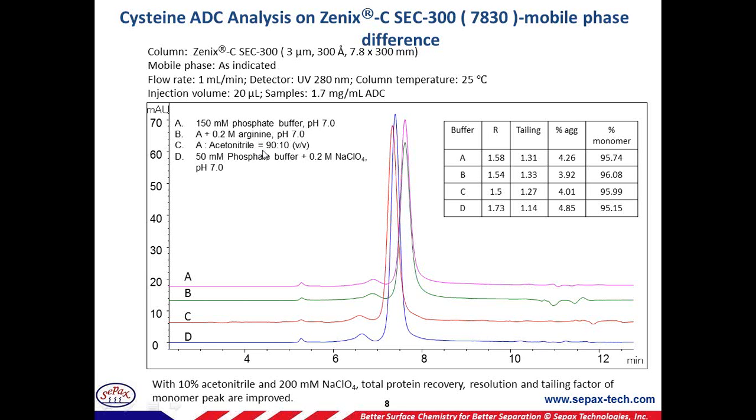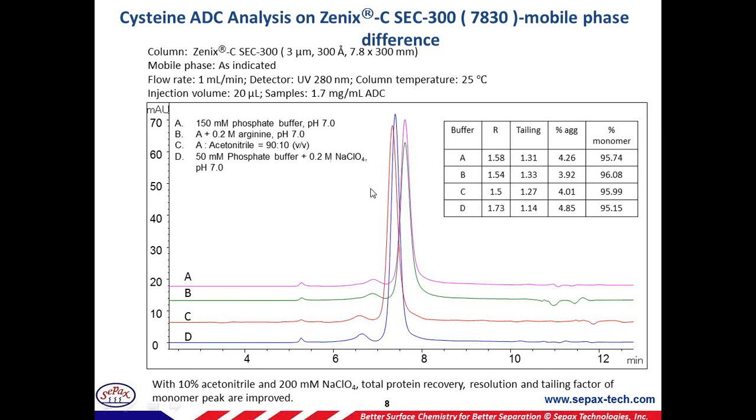Acetonitrile is known to disrupt hydrophobic interactions. You can see in this case it is the C trace. You can see the recovery is much improved, and the peak shape. If you move down these traces, you can see a bigger peak, and the resolution between aggregates and the monomer is similar to the B and A buffers there. But the recovery is improved.